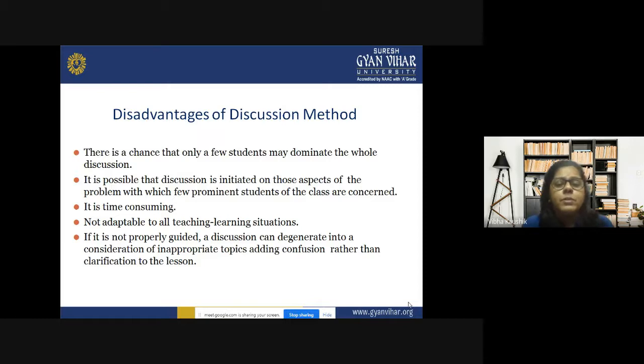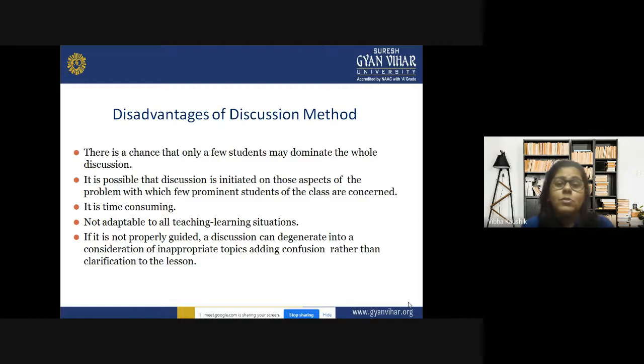It is possible that discussion is initiated, means it is started, on those aspects of the problem with which a few prominent students of the class are concerned, and we can start the discussion with a specific problem with a few prominent students of the class, and after that the whole class will be engaged in the discussion process.